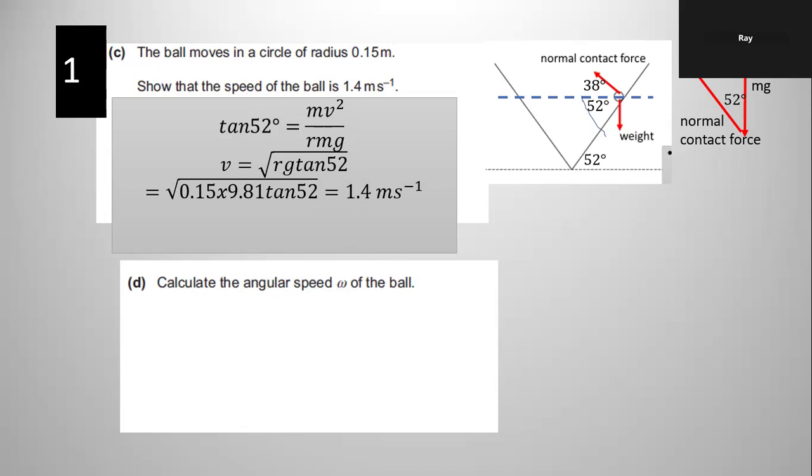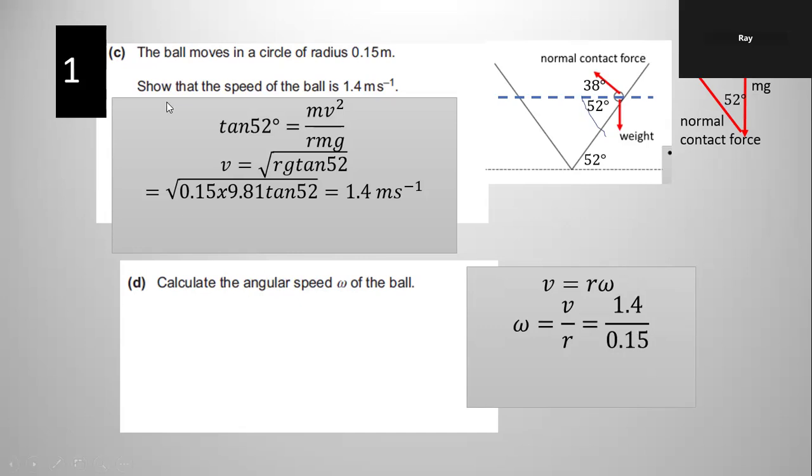Any comment? Okay. Calculate the angular velocity. Very typical, they will ask you to calculate the velocity, the angular velocity or the period. v equals r omega, so omega is v over r. v is 1.4, calculated, divide by the radius, 0.15. Okay.